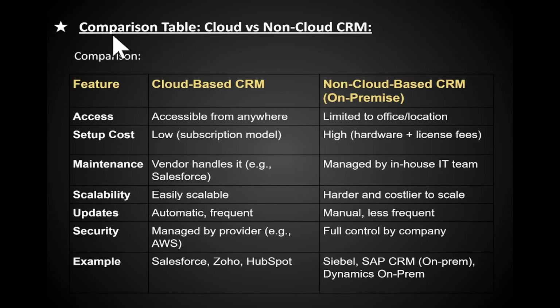Next is the comparison table. You can read it and get to know what is cloud-based and what is non-cloud-based. At a high level, cloud-based can be accessed from anywhere. You could be in any country or any place, right? You can access a cloud-based CRM like Salesforce, you just hit the URL. You can access it from the USA, India, Australia, wherever you are. But non-cloud-based is location dependent. You have to be at that location.